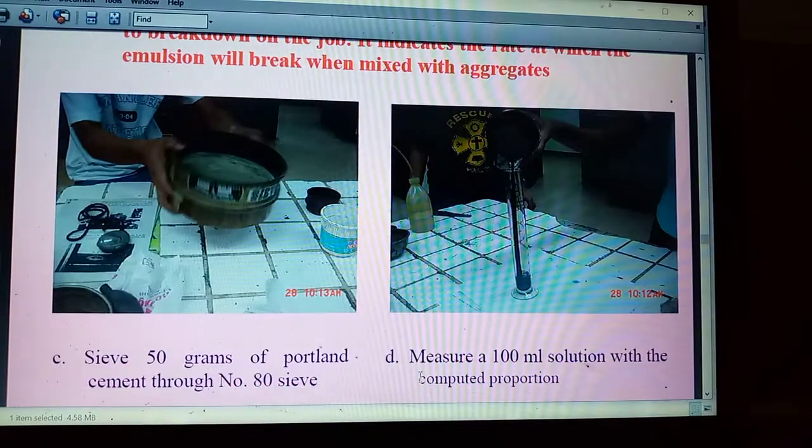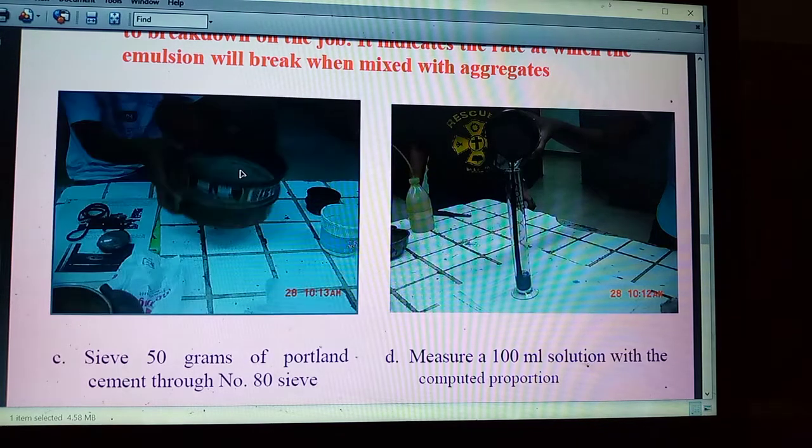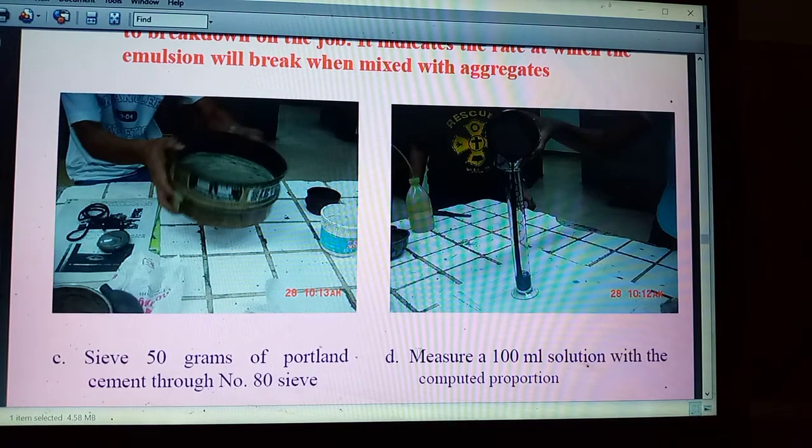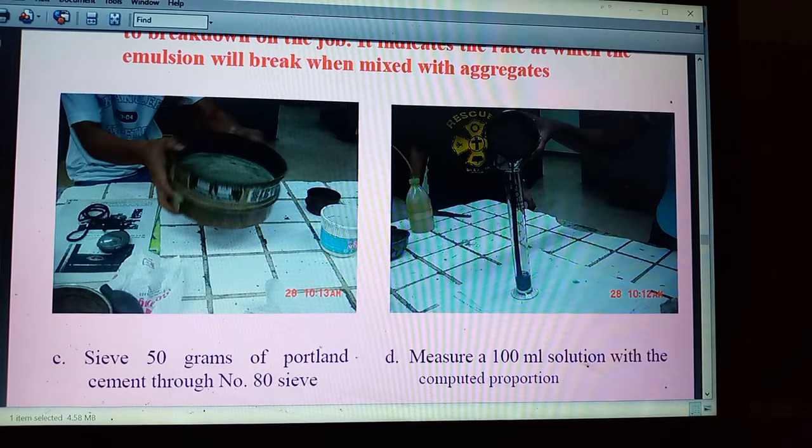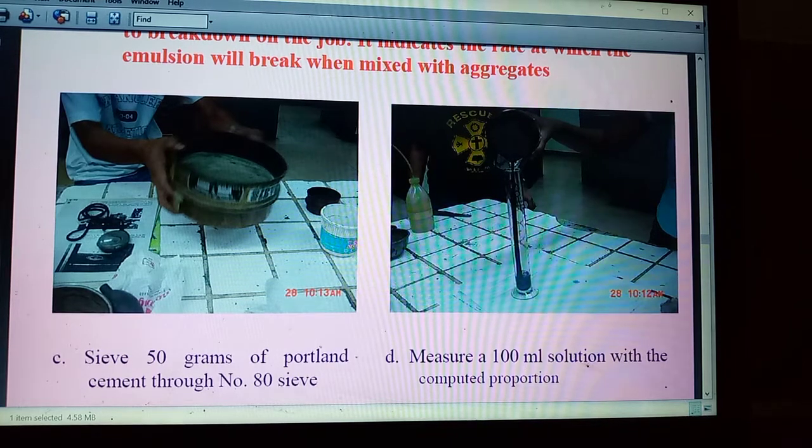So, then again, step C, sieve 50 grams of Portland cement. Okay? So, this time, Portland cement yung ginamit at hindi asphalt cement. Through number 80 sieve, okay? Then, yan yung sieve number 80. Okay? Yan yung sieve. Then, measure a 100 ml solution with computed proportion. Okay? May graduation yan. So, dapat alam mo kung saan dito, banda dito aabot ng 100 ml.